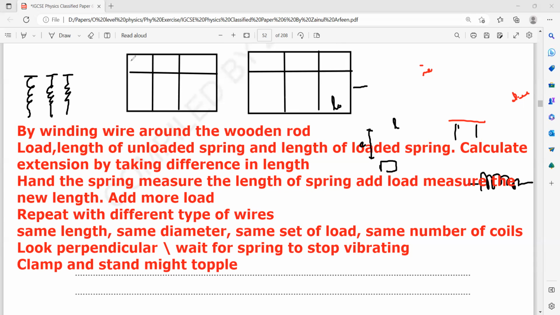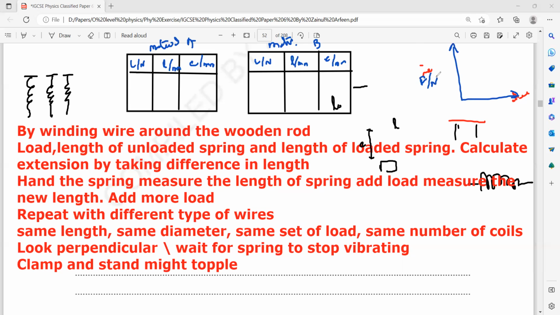So here we have load, and the unit is Newton. Then we have the length of the spring, and then the extension. Millimeter or centimeter, it's up to you. Usually we use millimeter, but centimeter is also correct. You can use pen here, it's not an issue. This is for the spring made from material A, and then the spring made from material B. Or you can also plot a graph.